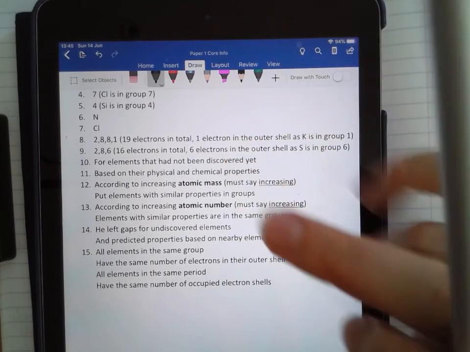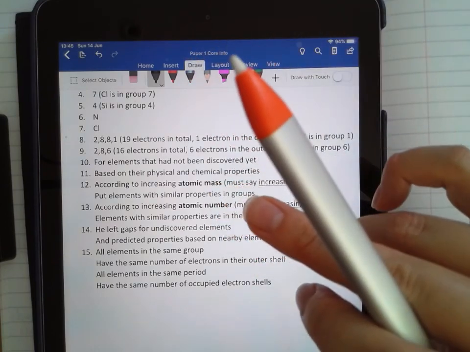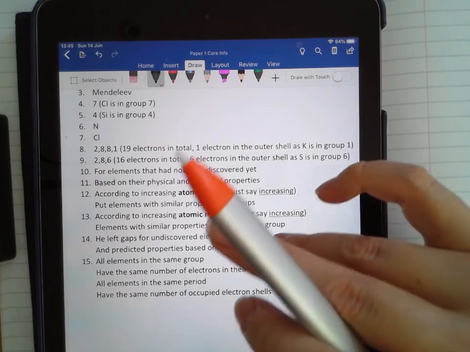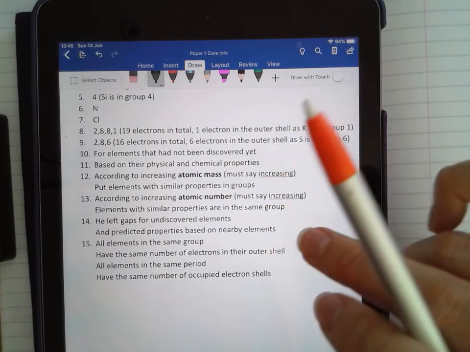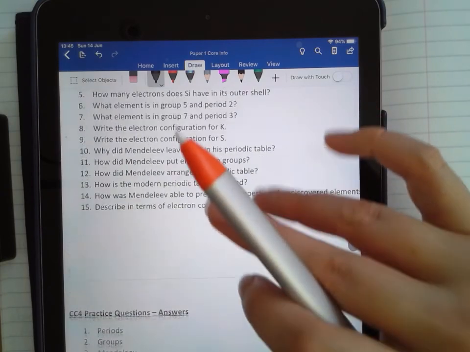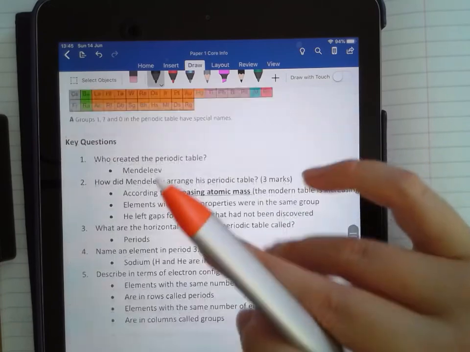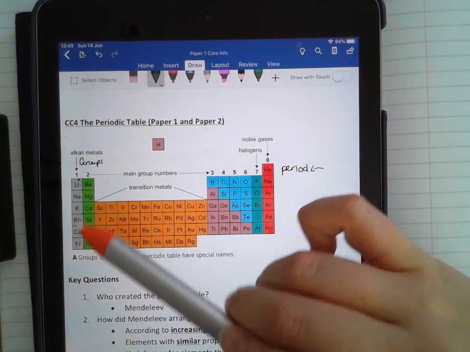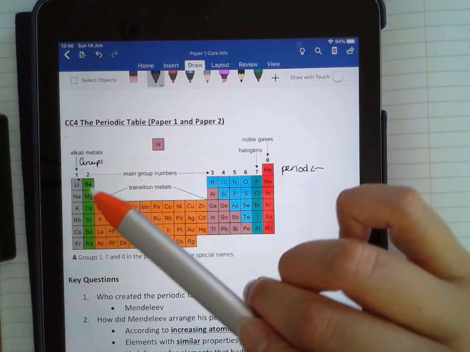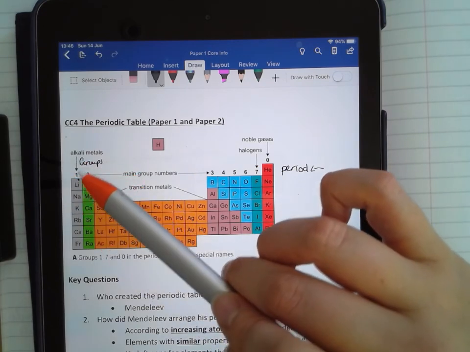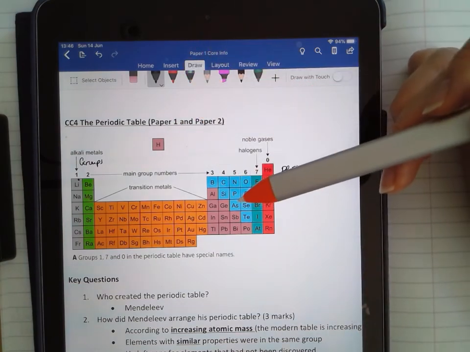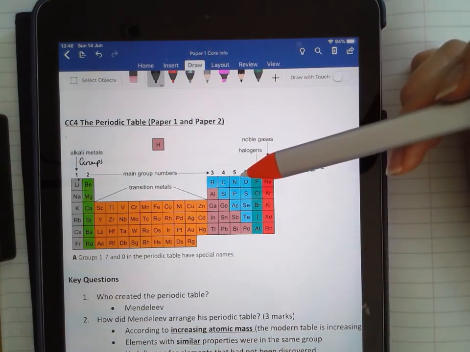The rest of these questions refer to the periodic table. It's all about how the periodic table is arranged. And that last question, 15, would be a 4-mark question about how the elements are arranged in terms of the electrons that they've got. Elements that are in the same groups have the same number of electrons in their outer shell. All of the group 1 elements have 1 electron in their outer shell. All of the group 5 elements have 5 electrons in their outer shell.